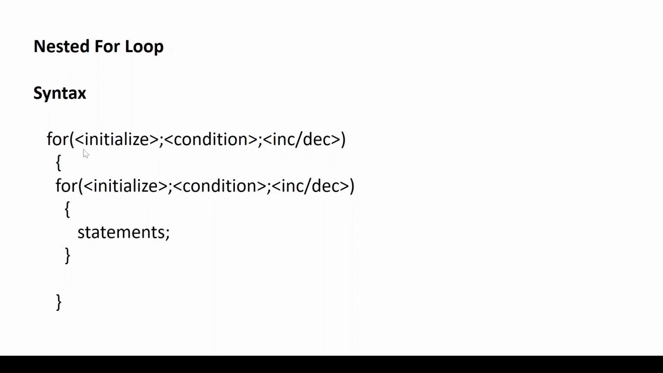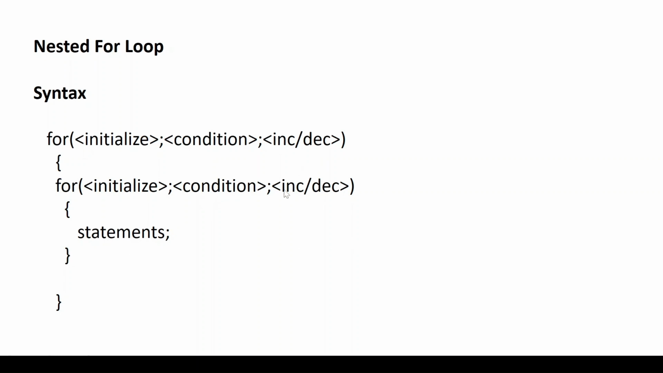How does this loop work? First, we have to write for, then we have to initialize the value of the variable. After that, the condition is checked for true or false. When this condition is true, control will go to the internal for loop and will initialize the value of the variable. Here again it will check the condition. If this condition is true, it will go and execute the statement written inside the internal for loop.